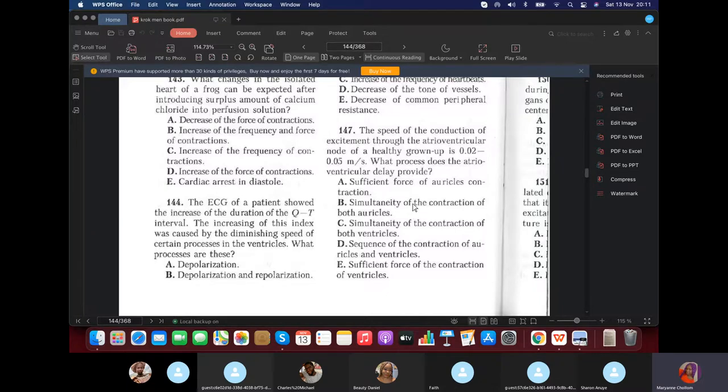Simultaneous contraction of both auricles, no. Simultaneous contraction of both ventricles, no. Sufficient force, no. Sequence of contraction of the auricle and ventricle, yes, there has to be that delay.